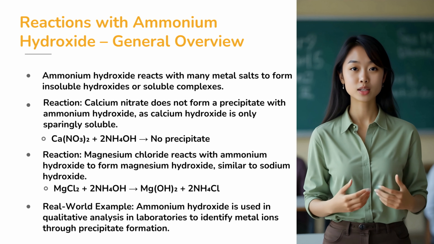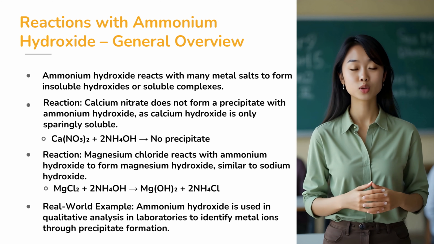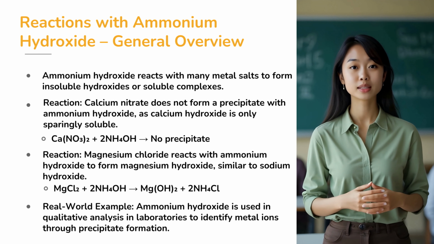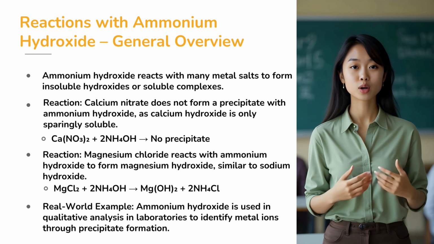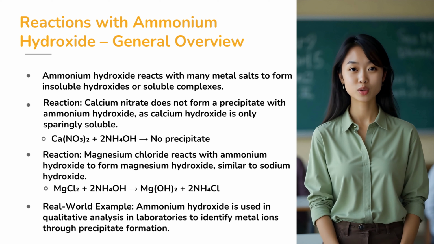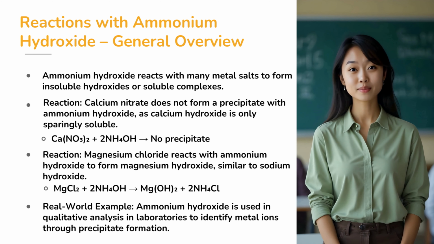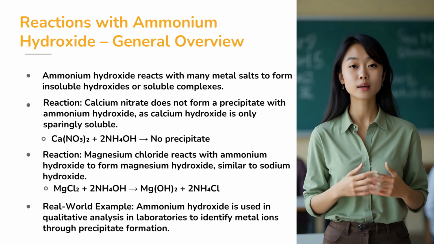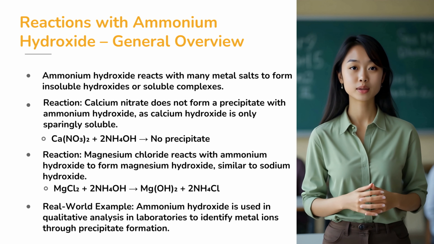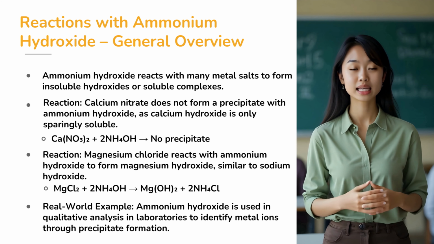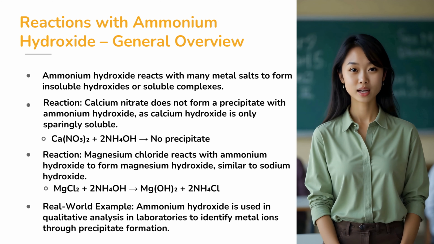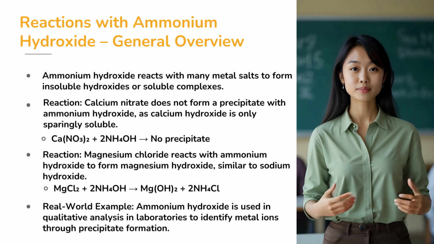Moving on to ammonium hydroxide, we see it's a bit different from sodium hydroxide. While sodium hydroxide typically forms precipitates with metal salts, ammonium hydroxide can either form precipitates or dissolve in excess, creating complex salts. For example, when calcium nitrate reacts with ammonium hydroxide, no precipitate forms. The reaction is calcium nitrate, Ca(NO3)2, reacts with ammonium hydroxide, NH4OH, and no precipitate is observed because calcium hydroxide is only sparingly soluble.